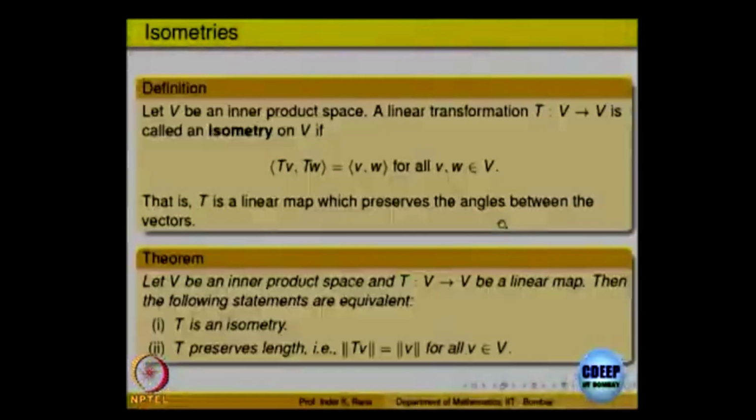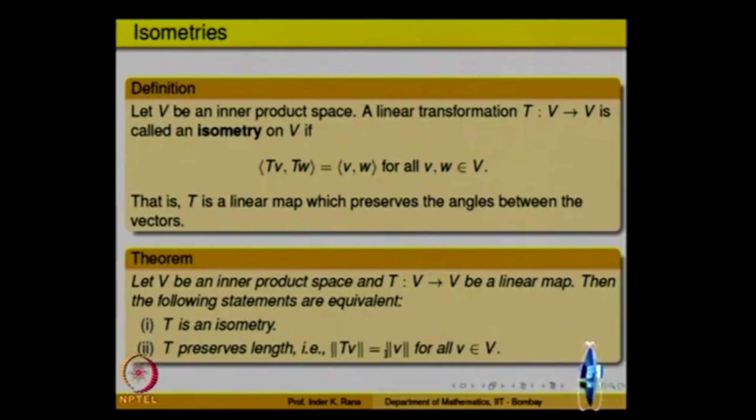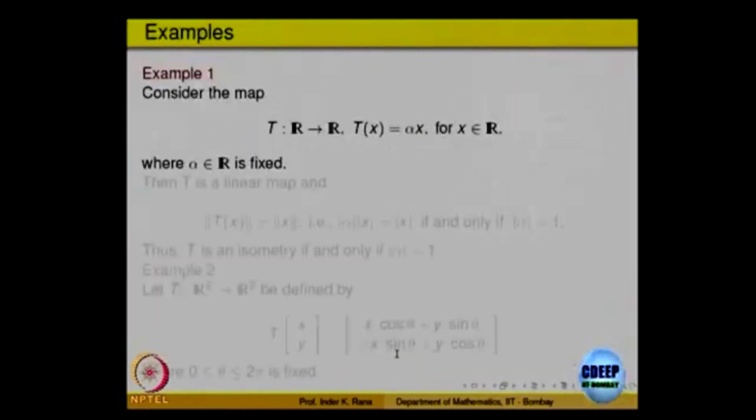So that shows that if T is an isometry, that it preserves inner product, then it also preserves the magnitude of the vectors.